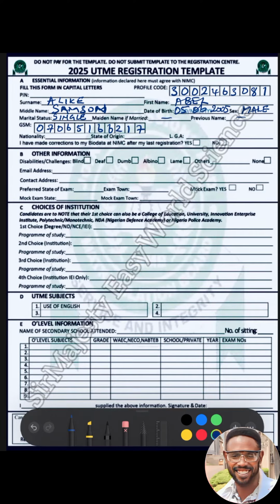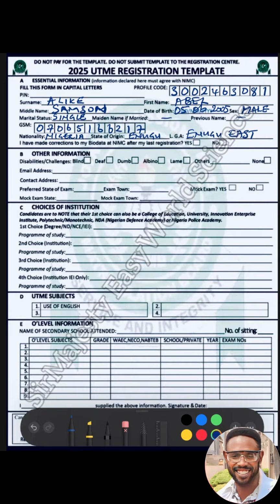Then we move to the next, which is nationality. Majority of you guys writing should be Nigerian. So state of origin, I use Enugu. Local government, maybe I use Enugu East local government.